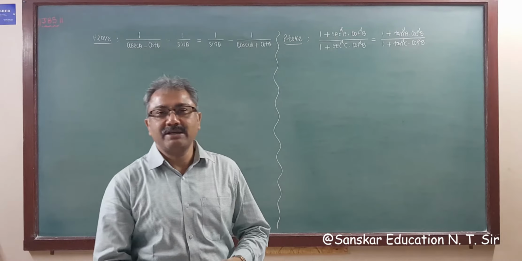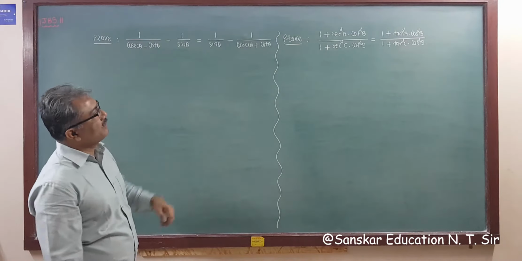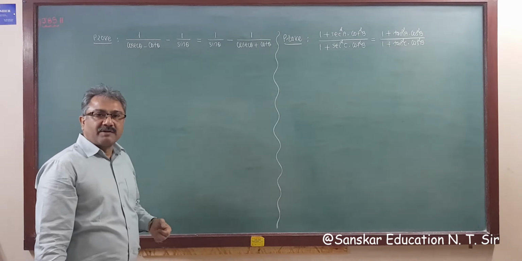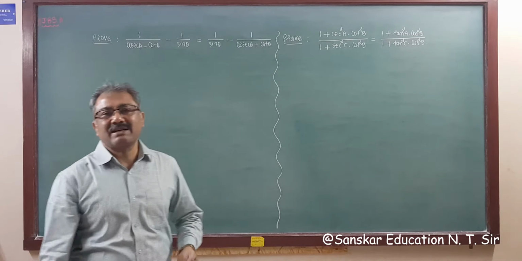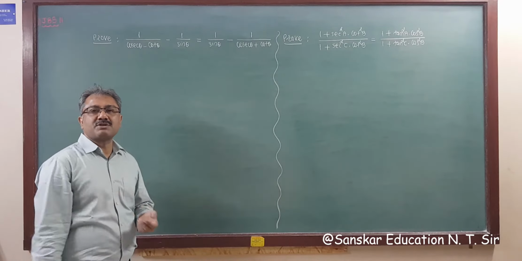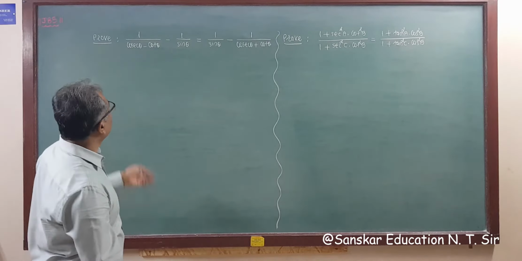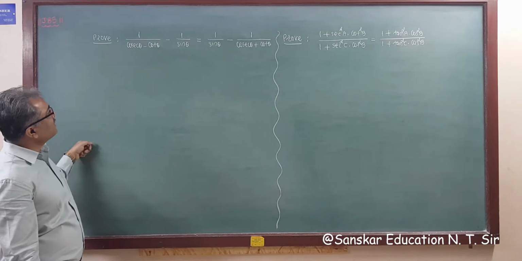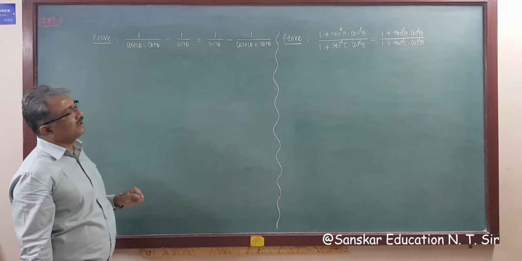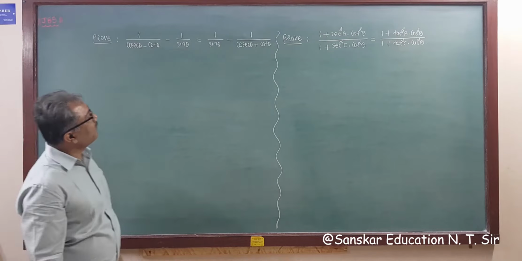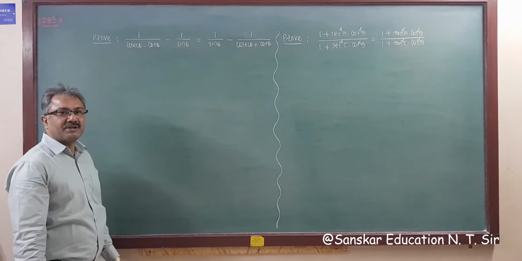Today in this video lecture we are going to solve some questions of what we learned in previous classes, that is ratios, and how to apply our formulas. So first question is: prove that 1 upon cosec theta minus cot theta minus 1 upon sin theta is equal to 1 upon sin theta minus 1 upon cosec theta plus cot theta.